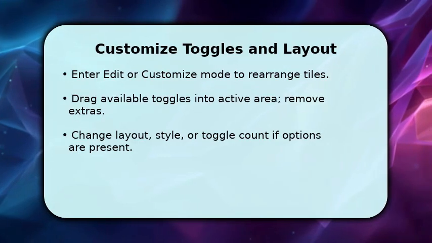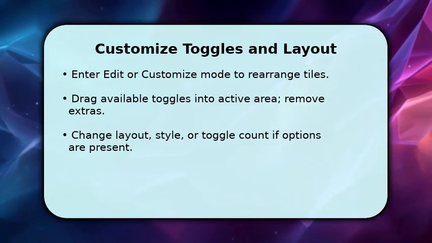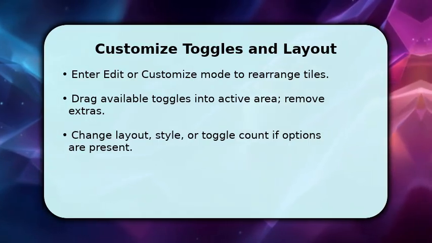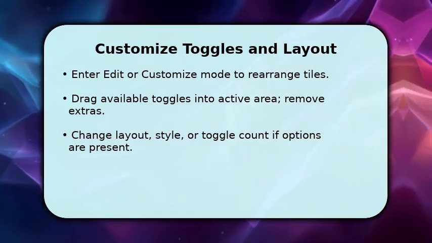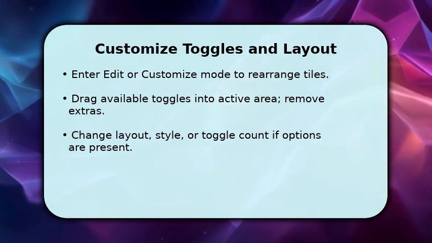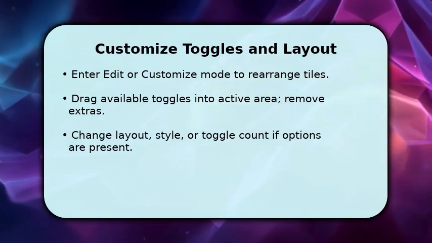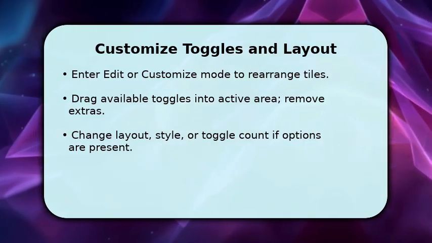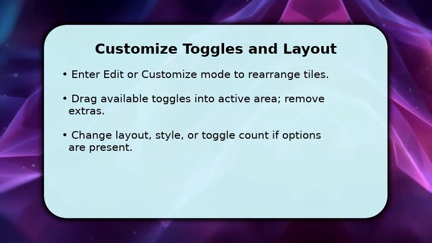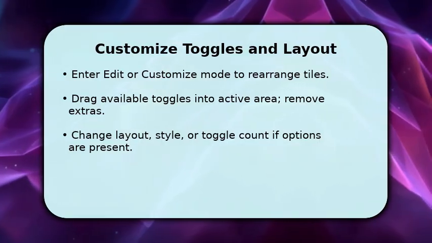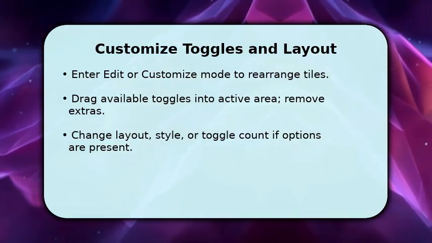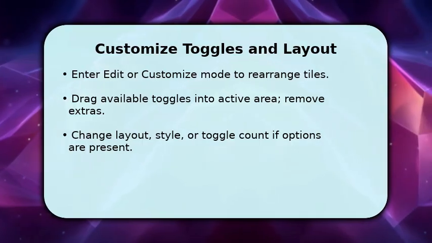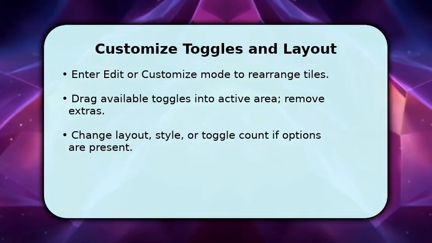Once in the Control Center settings, choose Edit or Customize. This is where you design the panel. Drag desired quick toggles from the available pool into the active area to add them, and drag out ones you don't need to remove them. Make sure to arrange frequently used functions near the top left for faster reach. If your firmware offers style or layout choices, switch them now and pick a toggle count that fits your swipe pattern, because the position and density determine how fast you access features.